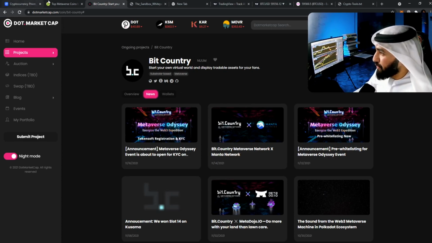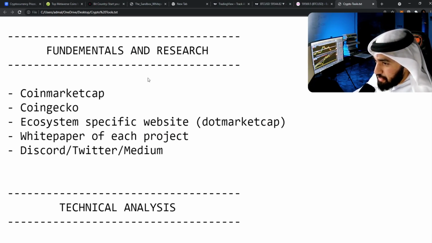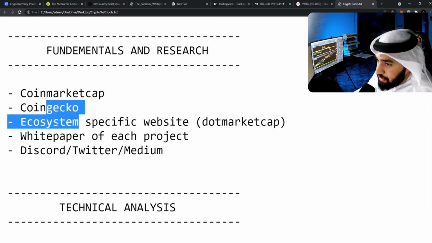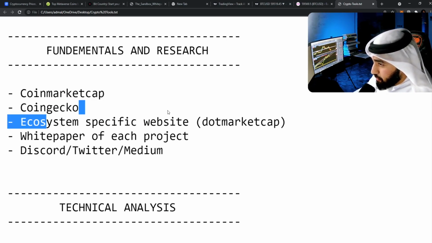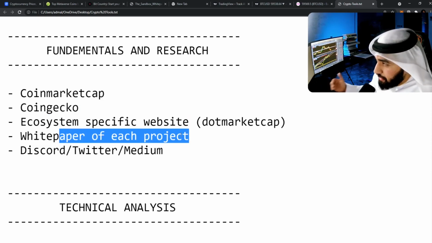Anyways, going to the fourth point here in the crypto tools, we have the white paper of each project. So now you did your research. You looked at CoinMarketCap, you looked at the coin, its market cap, the dominance, and what's happening with that coin. Then you went to CoinGecko and looked for other coins in specific categories. Then you looked for coins that are not in CoinGecko or CoinMarketCap yet, in the ecosystem specific website. Now what? You go read the white paper of each project you're interested in investing in.